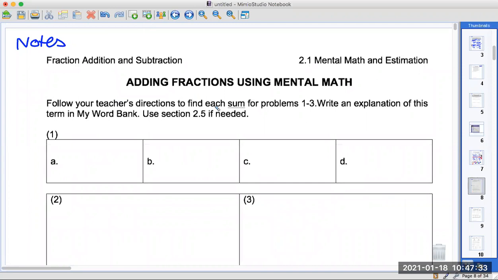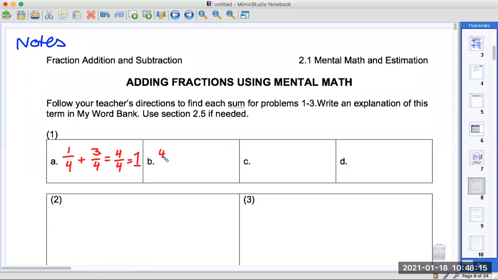Okay, follow your teacher's directions to find the sum. Remember, sum is the result of adding. Okay, number 1, you have nothing there, so I'm giving you the example. 1/4 plus 3/4. If you have the same denominator, you just add the top. Same denominator, you simply add the top. Do not add the denominator, okay? So 4 out of 4 is 1. So it's a whole.